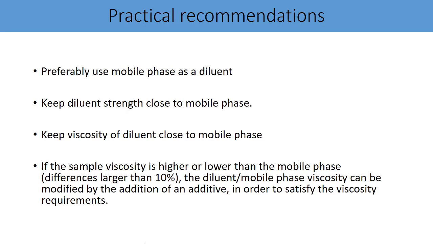The diluent or mobile phase viscosity can be modified by the addition of an additive in order to satisfy the viscosity requirements. So next time when you are planning for the method development, also look at the viscosity difference between diluent and your mobile phase. Probably this could be the reason for your distorted peak shape that you are looking at in the chromatogram.